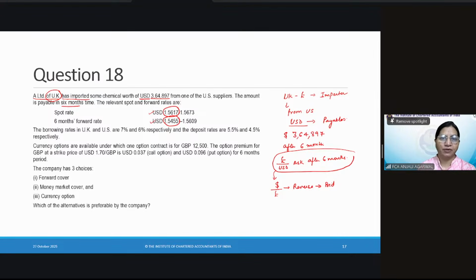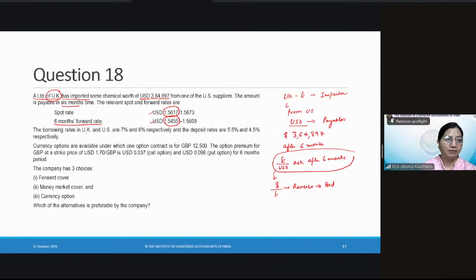364,897 divided by 1.5617 today. 364,897 divided by 1.5455 after 6. So we have solved our first part of the question. If forward rate is applicable, how much would be the outflow in terms of the pounds? 3,64,897 divided by 1.5455, which gives us these many pounds.